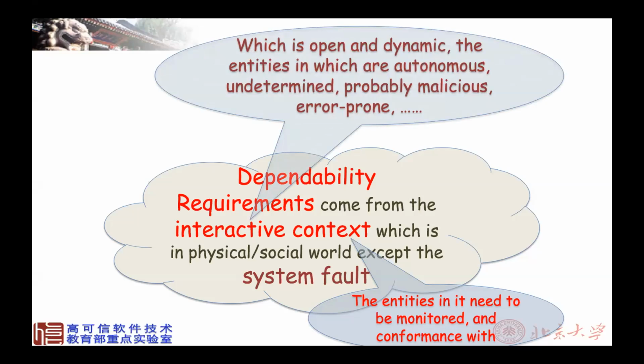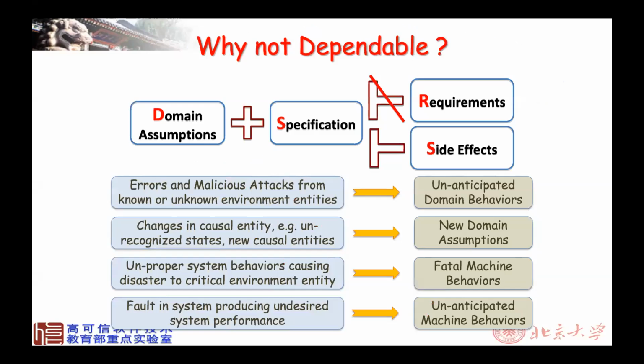But in a cyber physical system, the system's environment is open and dynamic. The entities in the environment normally are autonomous, undetermined, and probably malicious and error prone, so dependability is very important. But why will a system not be dependable? For this kind of requirement, it's not about satisfying requirements, it's about dealing with the side effects of the system. So sometimes we need to think about the side effects.